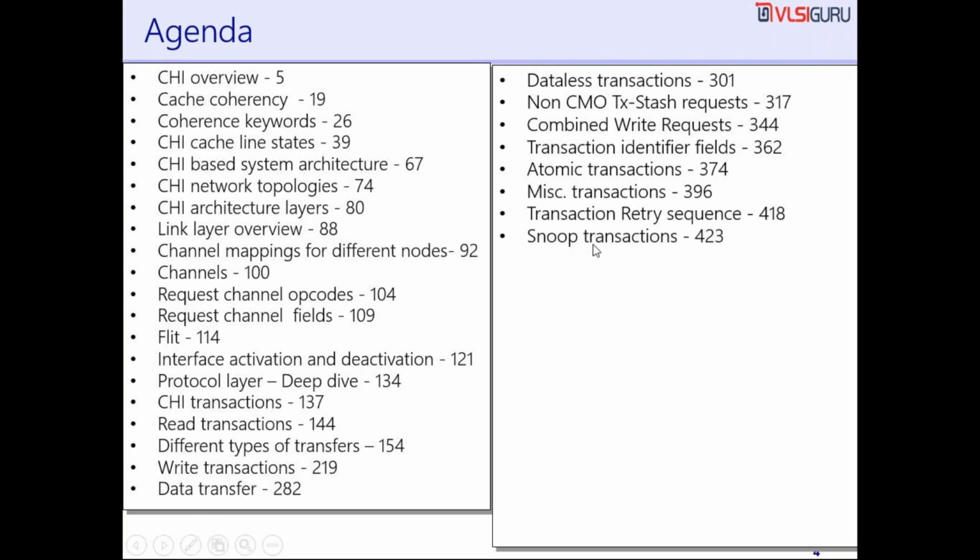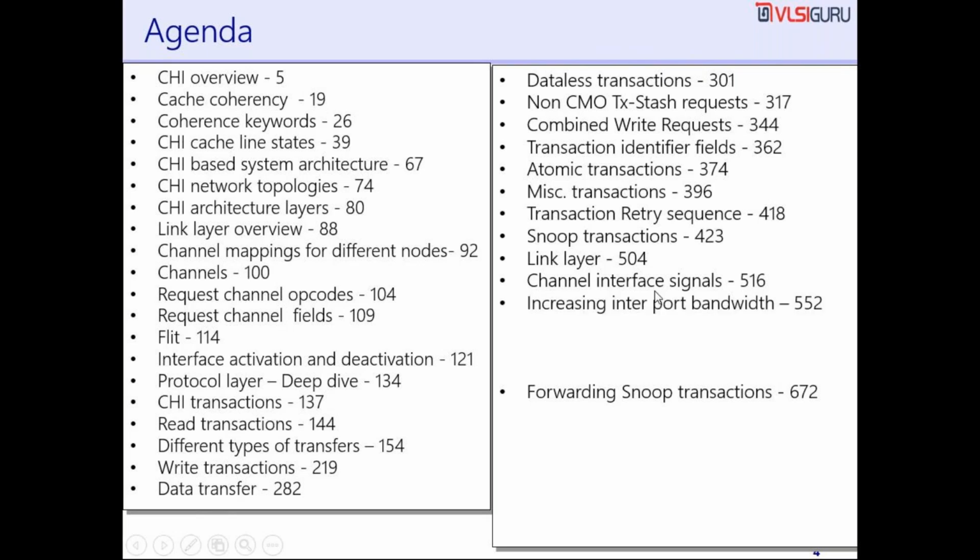Then we'll talk about the Snoop transactions, and we'll again go a little deeper into the link layer. Initially we have just touched upon the top level overview of link layer. Now we go deep into the link layer. Then we'll talk about channel interface signals, and then we'll talk about increasing the interport bandwidth. What is the provision given by the Chai protocol to increase the port bandwidth? Generally, what do you do? Increase the number of ports. Here, there is a provision where the number of channels could be increased. So that also we will touch upon.